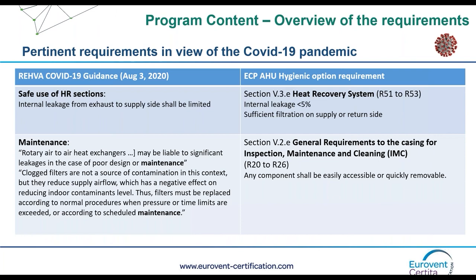And finally, I would like to show some links between the requirements of this standard and the COVID-19 pandemic situation. I've provided some examples of guidance from REHVA on COVID-19. For example, they recommend to have a safe use of the heat recovery sections. Internal leakage from exhaust to supply side should be limited. And specifically in our standard, we request that the internal leakage shall be limited to a maximum of 5%, and that if there is recirculation, sufficient filtration on supply or return side has to be there.